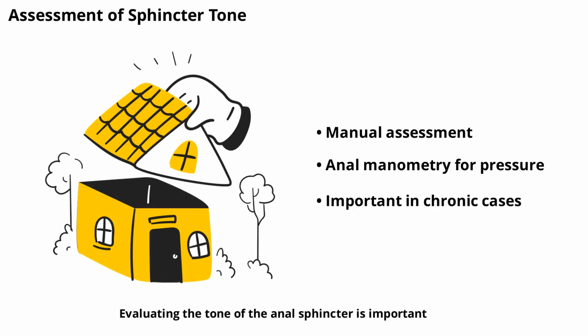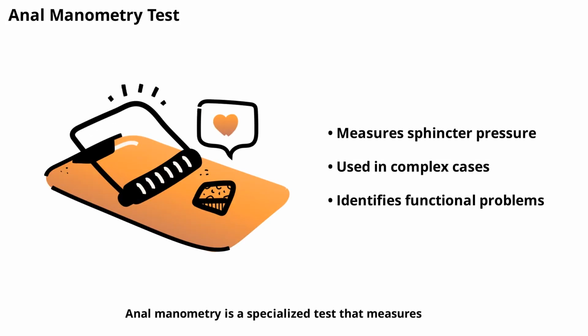Evaluating the tone of the anal sphincter is important, especially in chronic or recurrent fissures. Increased sphincter tone can contribute to poor healing and persistent symptoms. The doctor may assess this manually during examination or, in some cases, use specialized tests, such as anal manometry, to measure sphincter pressure. Anal manometry is a specialized test that measures the pressure and function of the anal sphincter muscles.